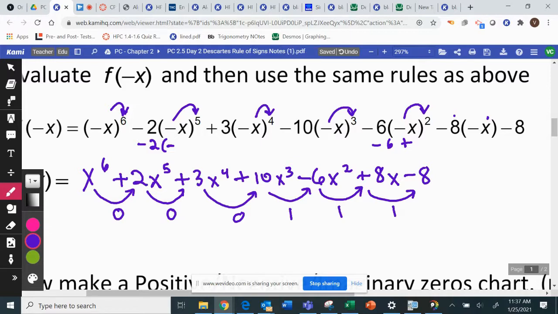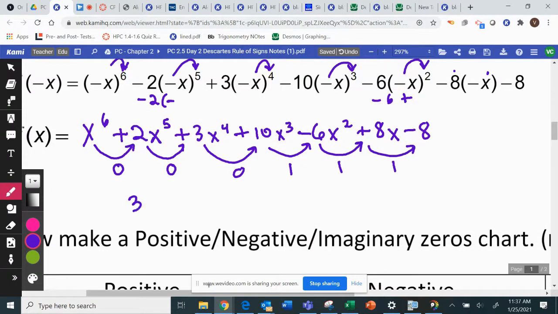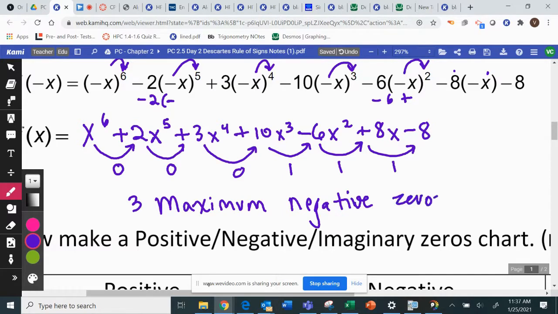So we have how many total sign changes? 3 sign changes. So that's going to tell us that there are 3 maximum negative zeros. So in the graph, there's a maximum of 3 negatives. There could be less, but there's a maximum of 3 negatives. Now, before I go on, what is imaginary?